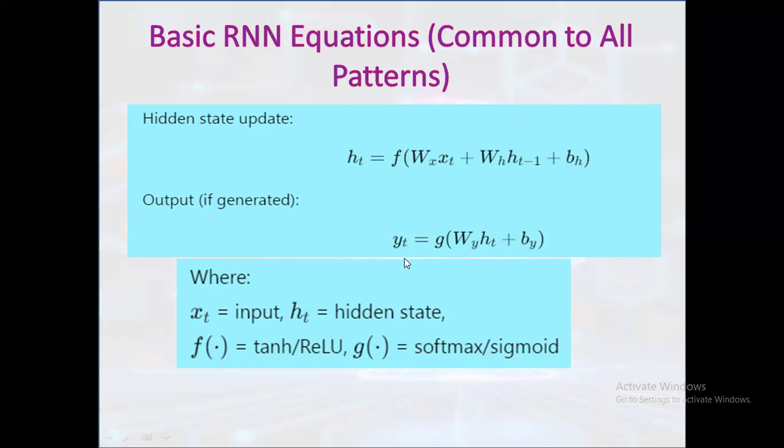And the output equation is given by: when the output is required, it is computed from the hidden state. It is equal to g of W_y h_t plus b_y, where g is the activation function. This maps the hidden representation to the desired output space, such as class probabilities or numerical values. So here x_t is the input, h_t is the hidden state, and f is the activation function. This may be a ReLU or a tanh. g is the softmax or a sigmoid function if we are going for classification.